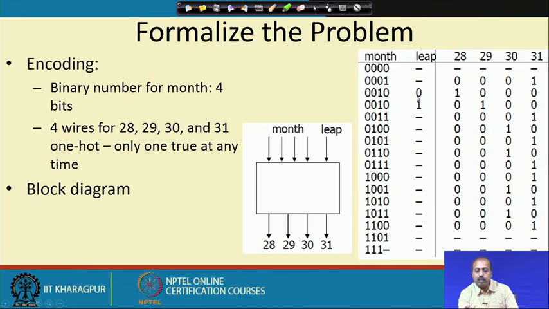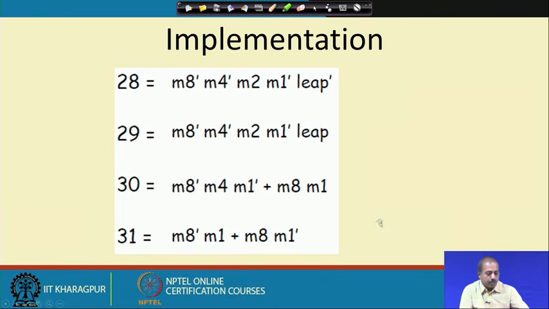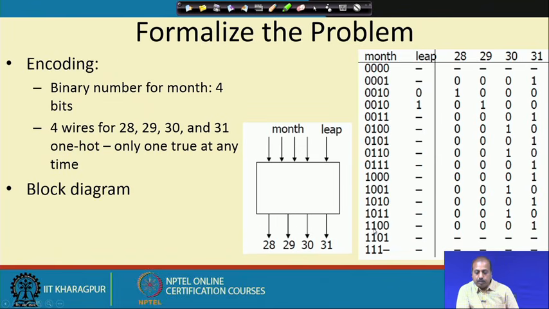Then 0010 is February. Now, I have the leap year: this is without leap year and this is with leap year. So, with leap year 29 will be high, and without leap year 28 will be high. So, it goes like this, and this way I can draw this table. Now, this one, sorry, 8. So, this is month 12, December, and accordingly it is a 31 day month. Then this is 1101, 1110, 1111. They are all do not care, because we do not have months 13, 14, 15. So, this way I can make the truth table.